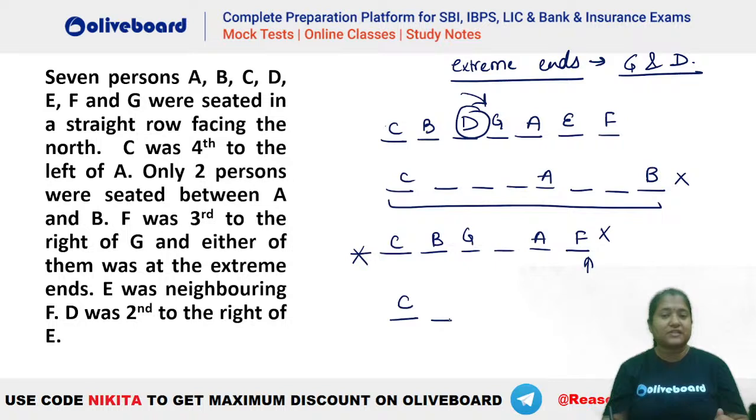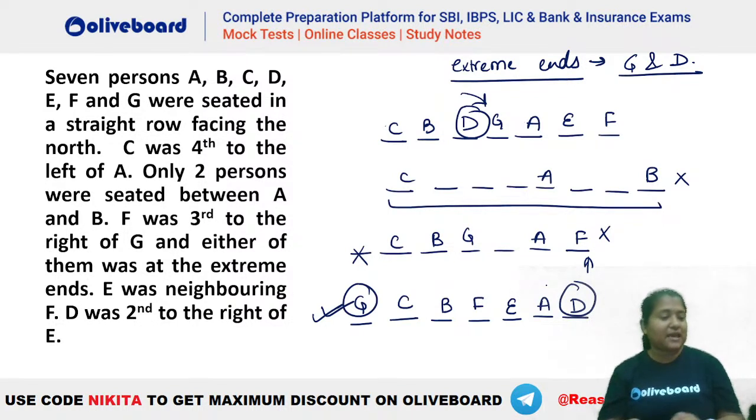Let's say this was your C here, this was your B, and this was your A. So F has to be third to the right of G. Let's say this is your F here and this is your G. F is third to the right of G. And now you know that E has to be this person. This is your E because F is a neighbor of E. Now in this case, you can place your D, isn't it? You can place your D here. So you can see this will be the case. And you can see my question was who all are at the extreme end. So you can see yes, G and D will be seated at the extreme ends here.